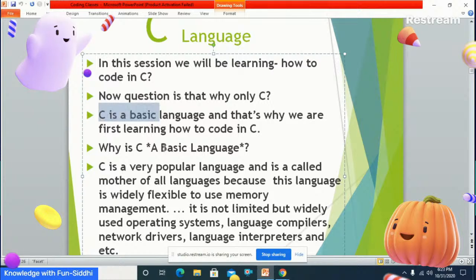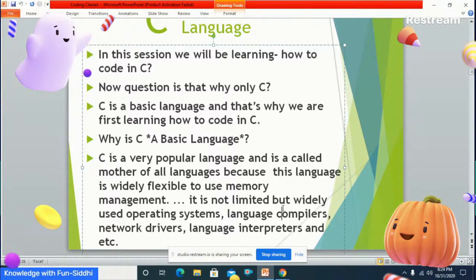Okay, so C is a basic language. And why is it a basic language? Because it's a very popular language, and it is also called the mother of all languages. That means, of all the programming languages, C language is called their mother. Why? Because its memory storage is very flexible, meaning it allows us to store at a very high space. It is also not limited by operating system, which means it is mainly used for creating operating systems, and it is one of the best language compilers, which means it allows us to compile our language very easily and very nicely. Okay, now let's further proceed.